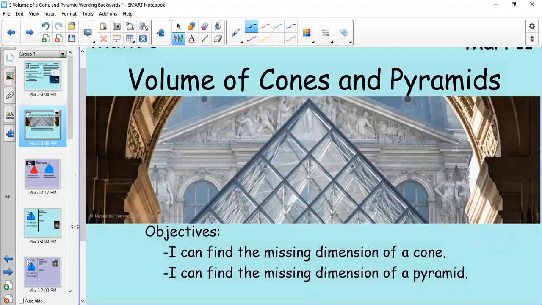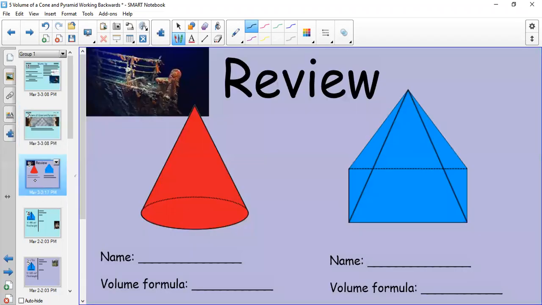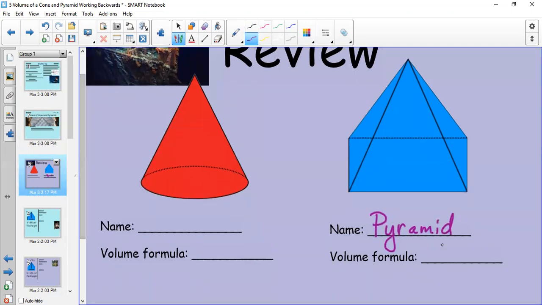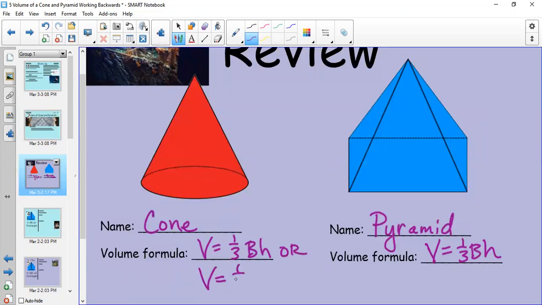Okay, but before we get into that, I just want to remind you of the formulas. So let's start with the one on the right here. This is a pyramid. And if you remember, pyramids are the easier ones in the fact that there is only one formula, which is 1/3 big B, or base area, times the height. All right, the one on the left is a cone. Now this one has two options, if you remember. We could do 1/3 big B H, or depending on what we're given, 1/3 pi r squared H.